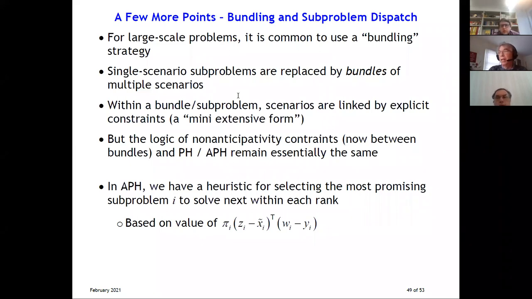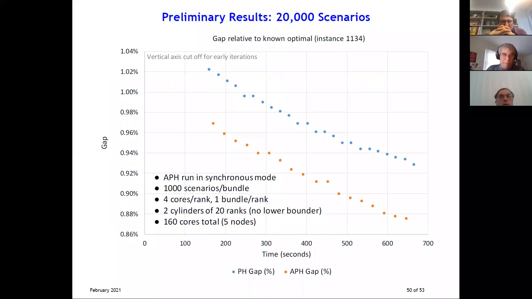One more point that I want to make before I get the final computational punchline is that we're actually not using single scenarios here. We're using bundles of, in our case, 1,000 scenarios. So we're grouping the scenarios and then doing progressive hedging or asynchronous progressive hedging between them. So here's the final data. Unfortunately, I don't have one for the thing running truly asynchronously. So in this case, APH is running in a synchronous mode. We just have one bundle of 1,000 scenarios per rank, okay?